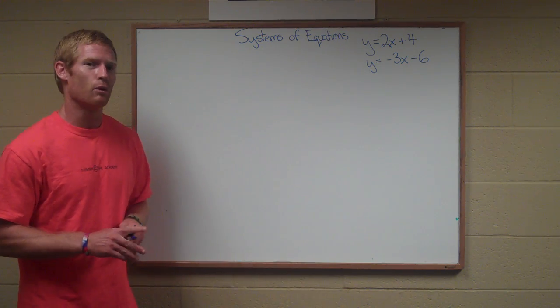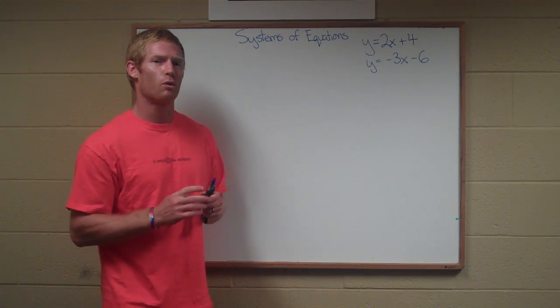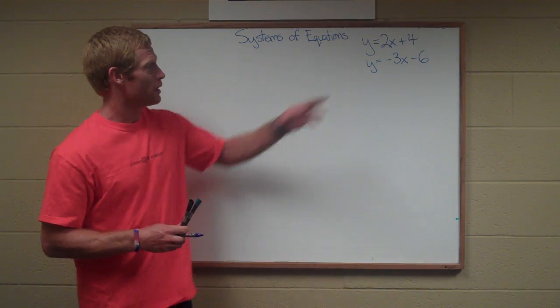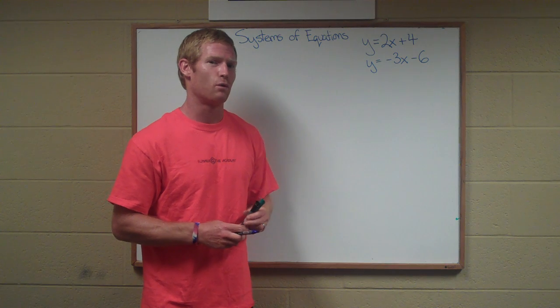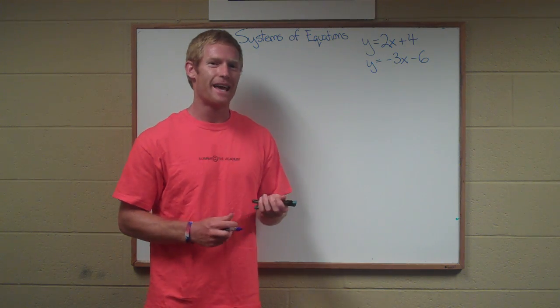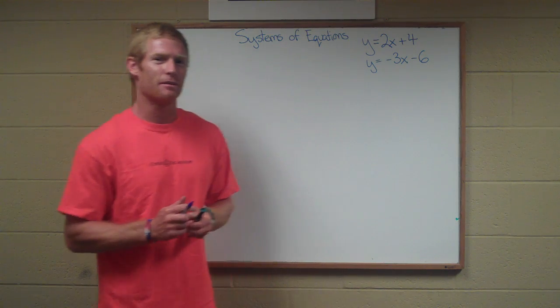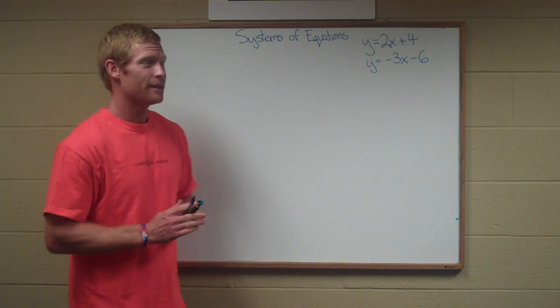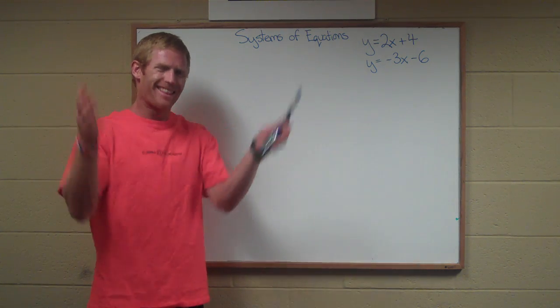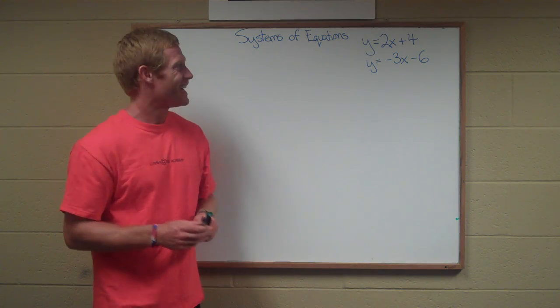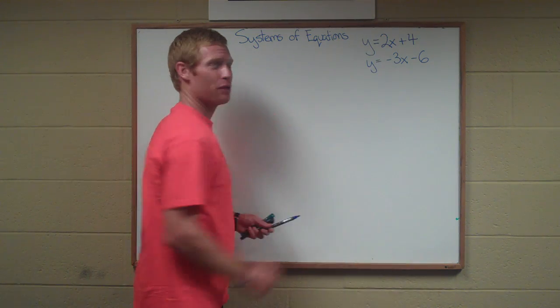The systems that we're going to be working with are going to be two equations. Something like this. We've got y equals 2x plus 4 and y equals negative 3x minus 6. And in solving a system, what we're looking for is an ordered pair. Remember, that x comma y, that satisfies both equations.